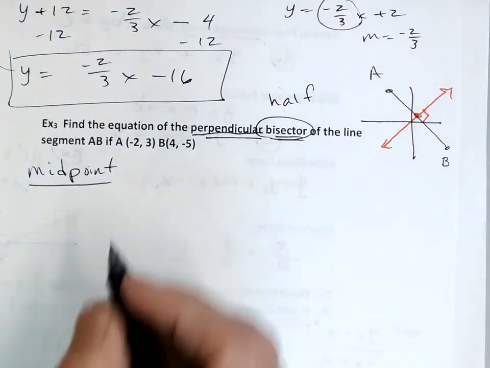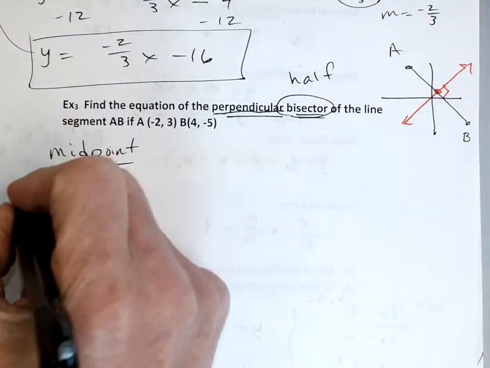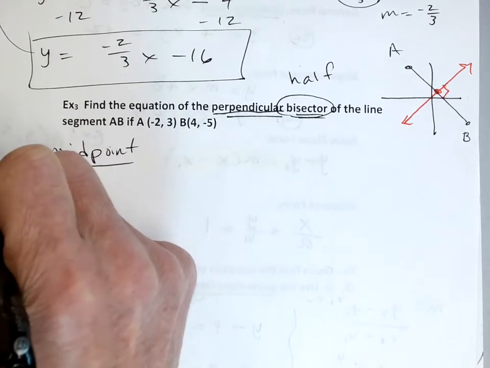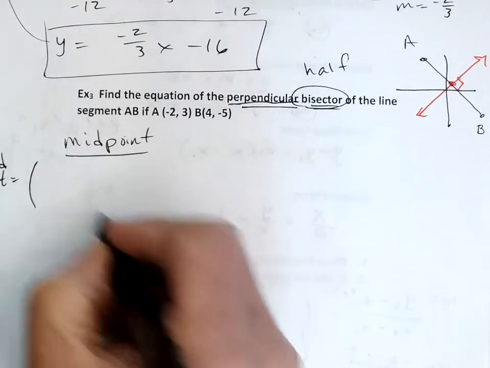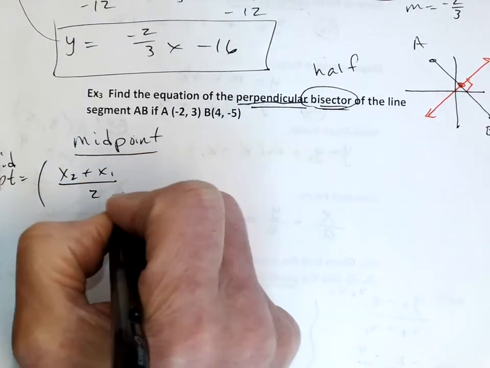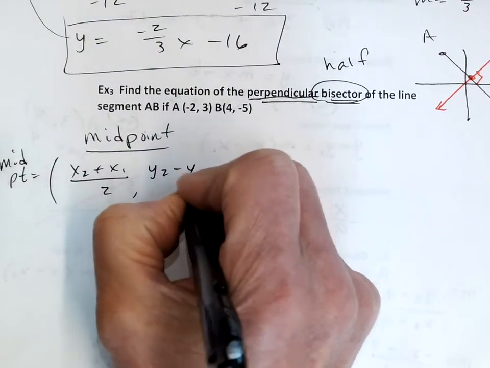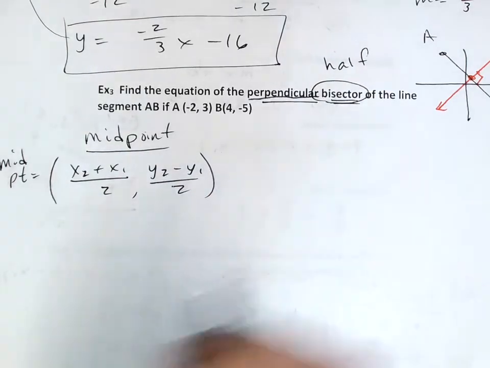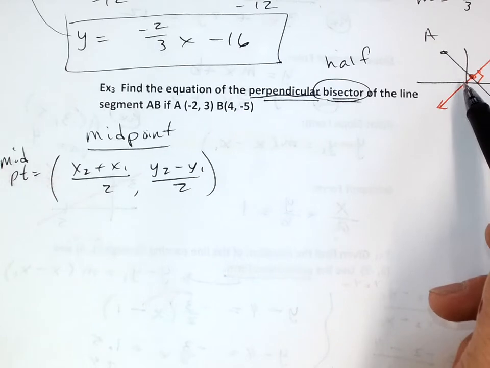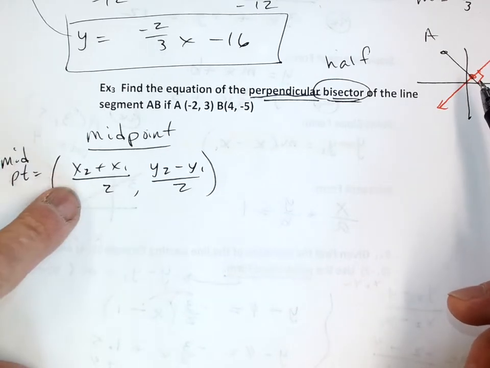So we have a midpoint formula. Okay, that was like on the first day of class. And if you don't have this, it's x2 plus x1 over 2, comma, because it's a point, y2 plus y1 over 2. Okay, that's my midpoint. So if it's a bisector, it's got to go through the midpoint of AB. So the first thing I do is find what the midpoint of AB is using the midpoint formula, okay?